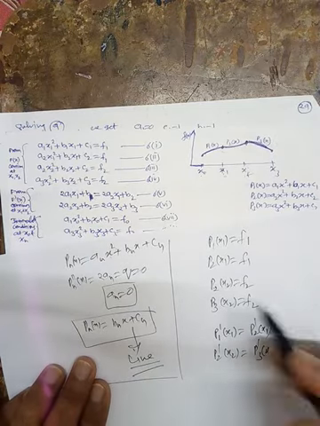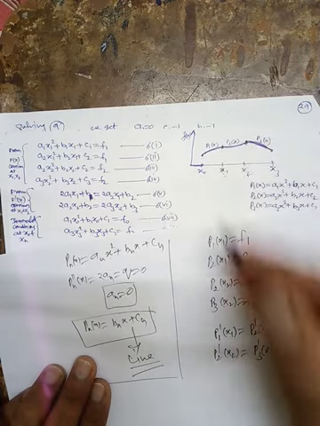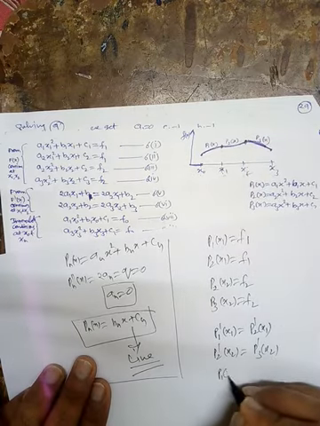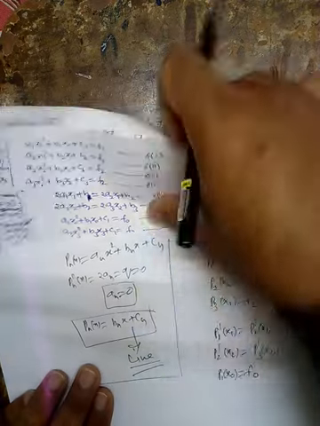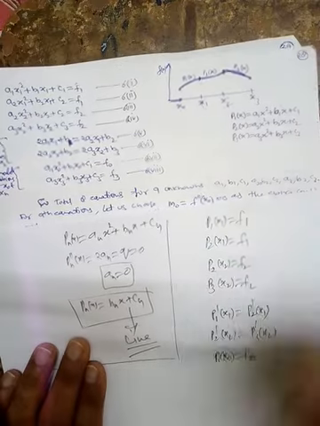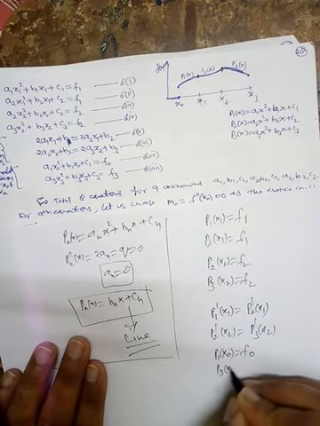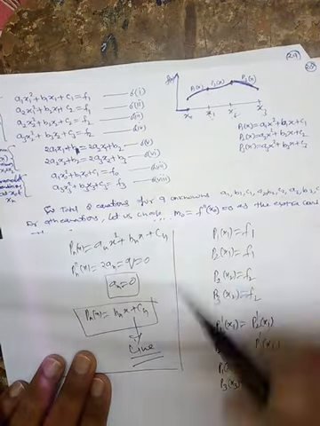Okay, now the interpolating condition at this point will give you p1 at x naught is equal to f naught. This will give you this equation. And now at the end point, p3 at x3 is equal to f3. This will give you the last equation.